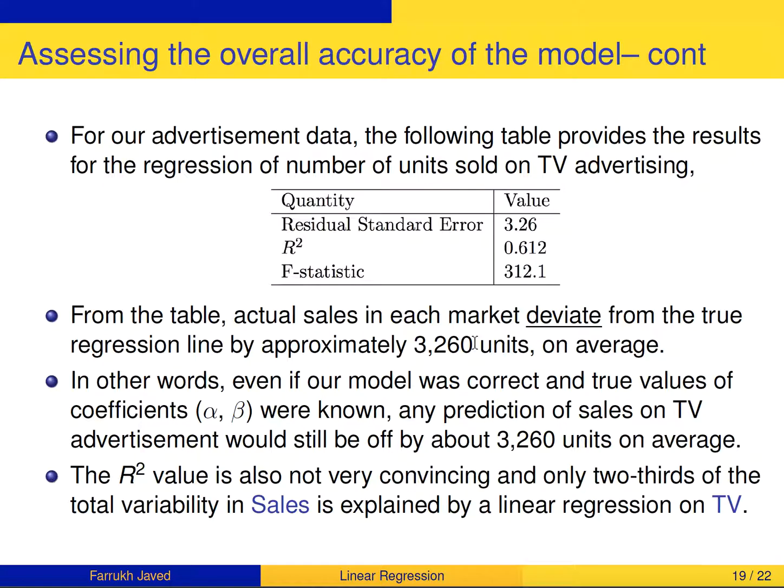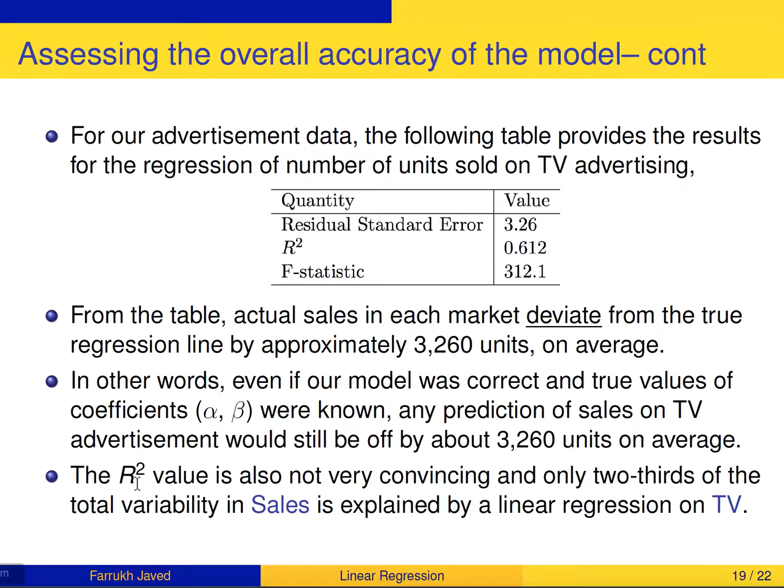The regression line is not actually predicting the sale accurately, so to say. We are deviating too much from the line. It should not be the case. Most of the data points should be attached or somehow close to that line if the regression line is good enough. But right now we see that we lose that many units if we rely on that regression line. So in other words, even if our model was correct and true values of coefficients were known, any prediction of sale on TV advertisement would still be off by that many units on average, right?